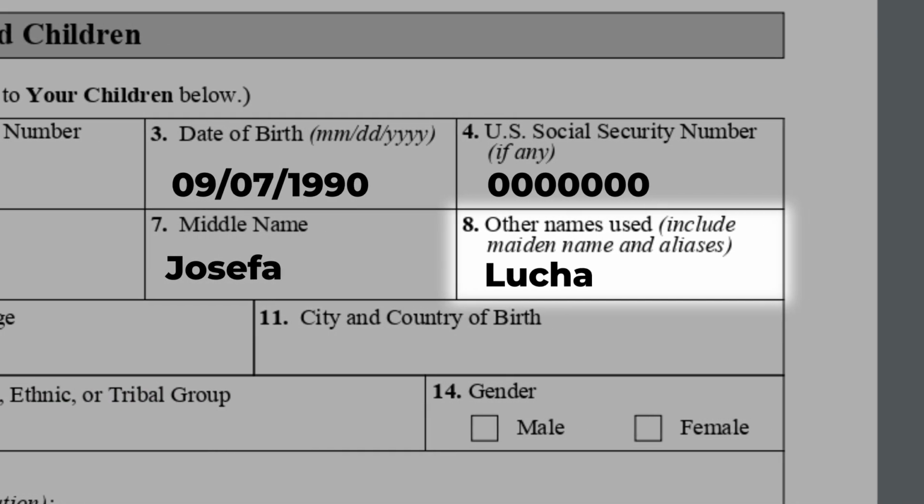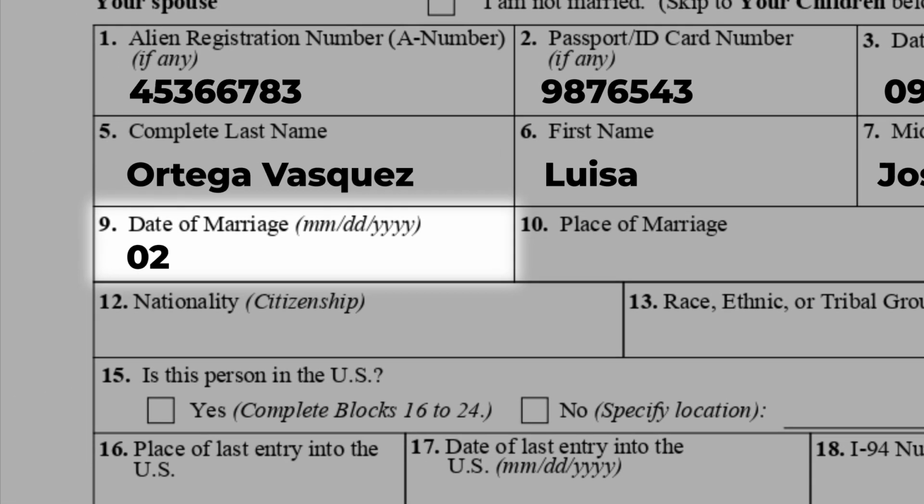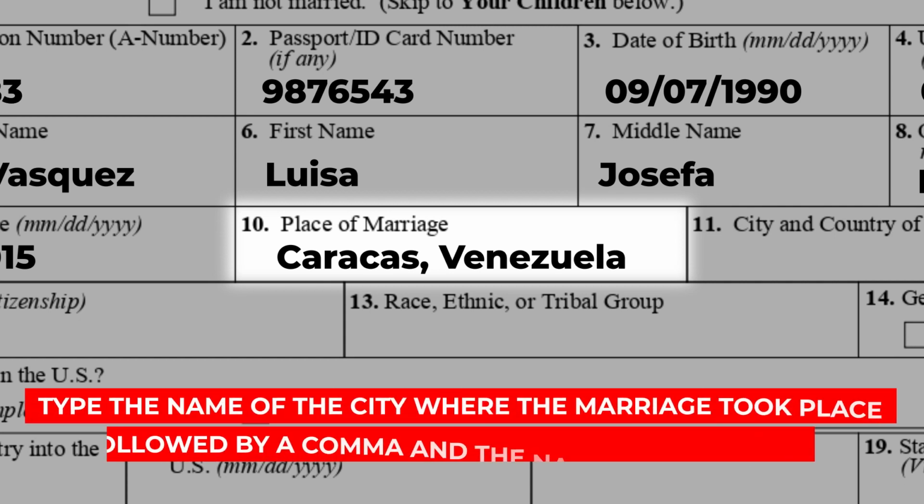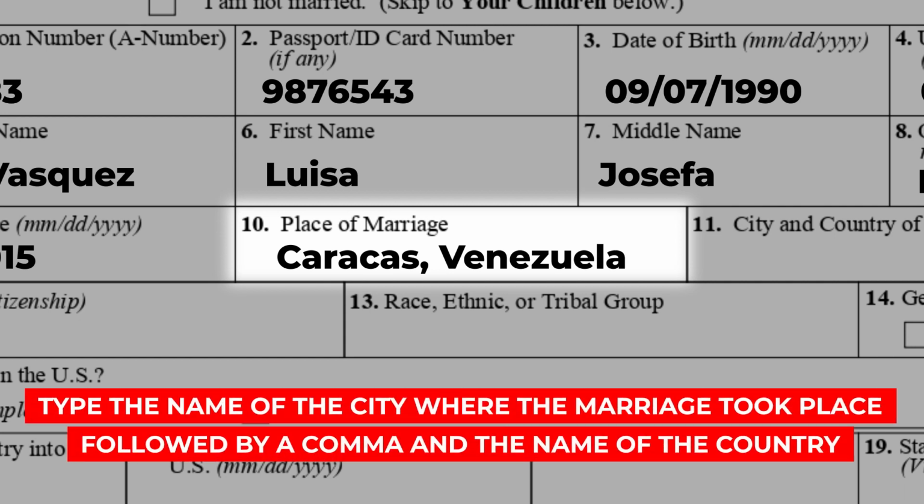At 8, you'll put other names used by your spouse, including their maiden name and any aliases, if those things apply. So, same guidance we already discussed for you applies here for your spouse. At number 9, you must put your date of marriage. Put the date on which you became legally married. Moving along, at 10, you must indicate the place of marriage. I recommend putting the city in which you got married with a comma after it, then make a space, and type the name of the country, okay?